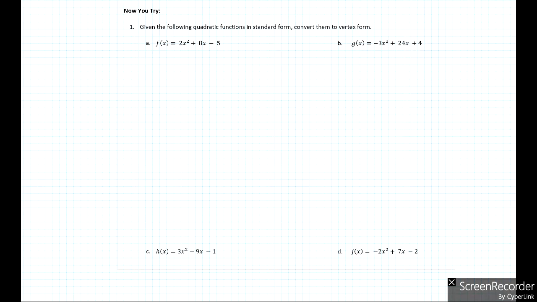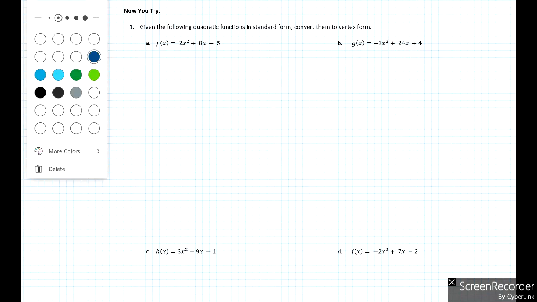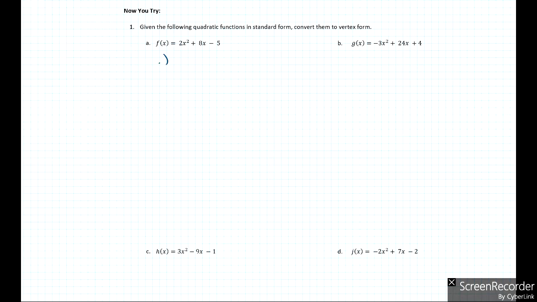In part A, we have this f of x, and we want to start off by essentially factoring out the leading coefficient. So we get f of x is equal to, here the leading coefficient is 2, and if we factor this out, x squared plus 4x, and remember we're just leaving the constant term alone, we're not doing anything with it.